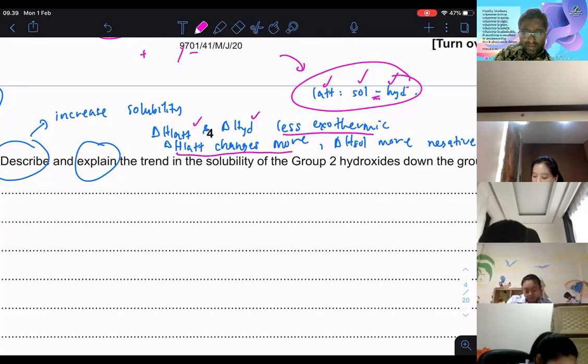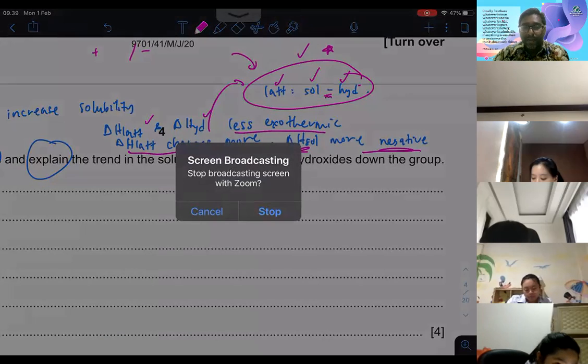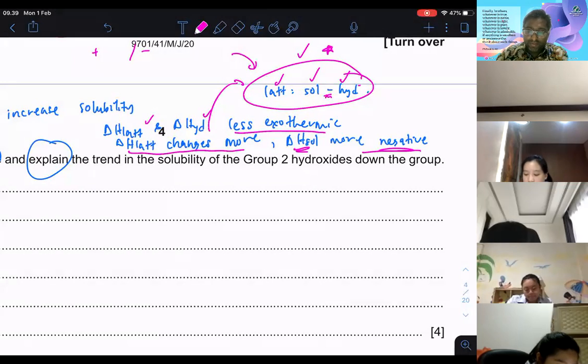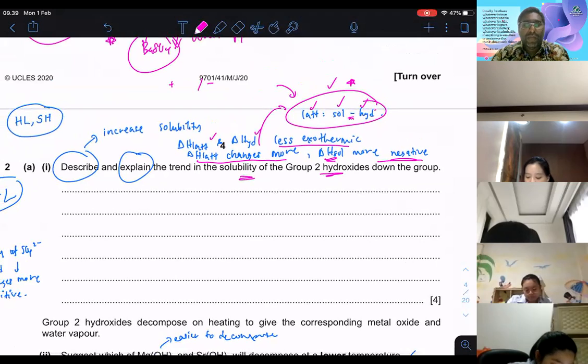If you know how to apply this equation, it's very good. If you just want to memorize, it's up to you also. If lattice energy changes more, which is going to become less exothermic, your enthalpy of solution will automatically become more negative. It's explained using this equation. When that happens, the solubility will increase. But of course, we are not here to just write down our answers. We want to learn.